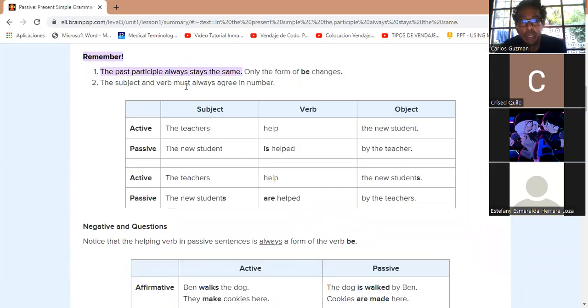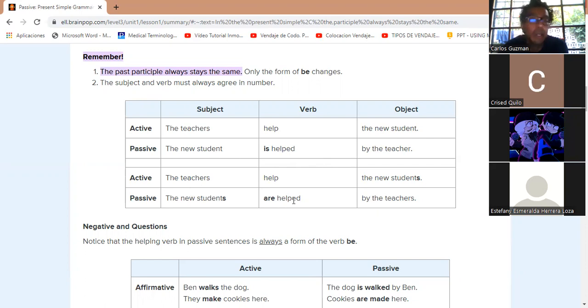And the subject and verb must always agree in number. That's important. So like if it's the teachers, the verb is going to be in the plural sense, right? The teachers help. All right, and that's the active. The passive would be the teachers help the new students. The new student is helped by the teacher, right? So there we are using the present simple and the passive of the verb to be, right? Is, and then the verb changes to the past participle.